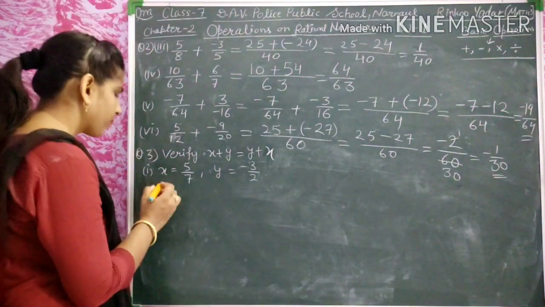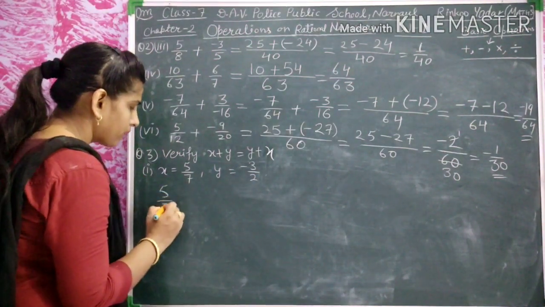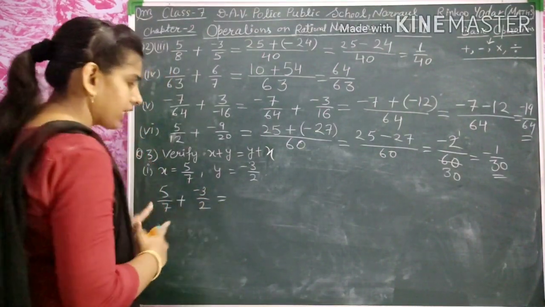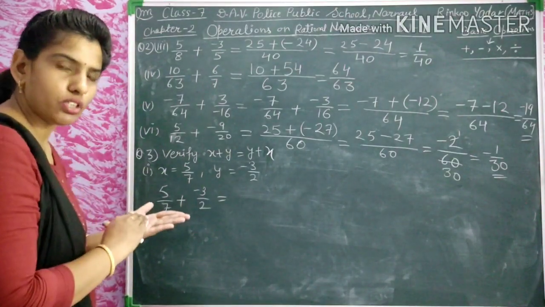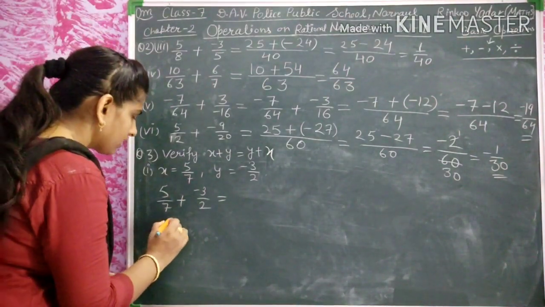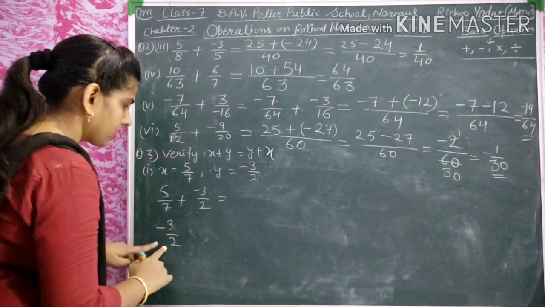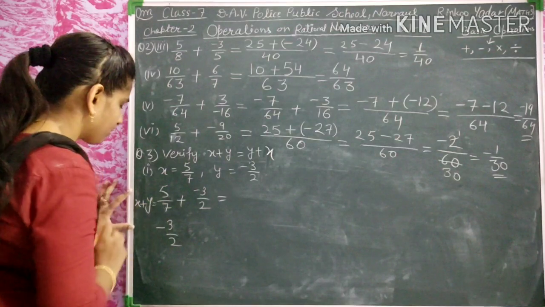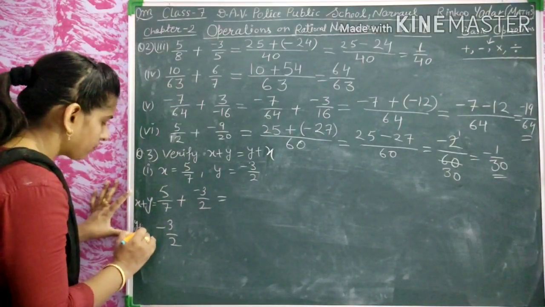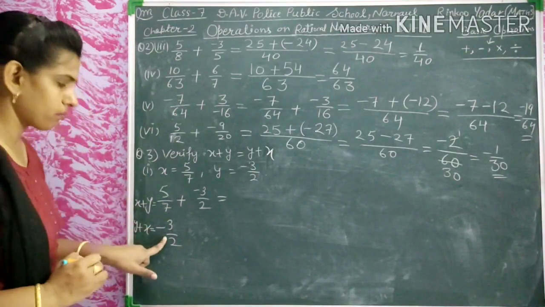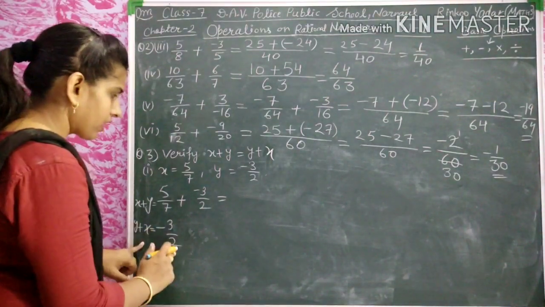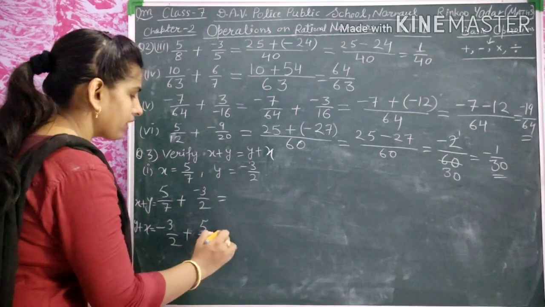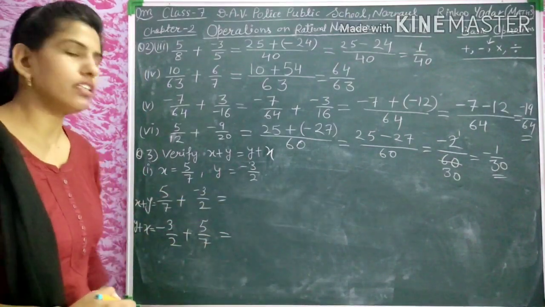Let's see how we calculate it. 5 by 7 plus minus 3 by 2. What will we get here? And we change the order of additions. This is x plus y equals, and this is y plus x equals minus 3 by 2 plus, this is y here and x is 5 by 7. What will we get as the answer?